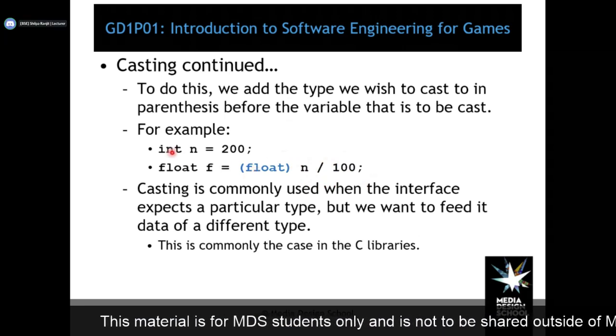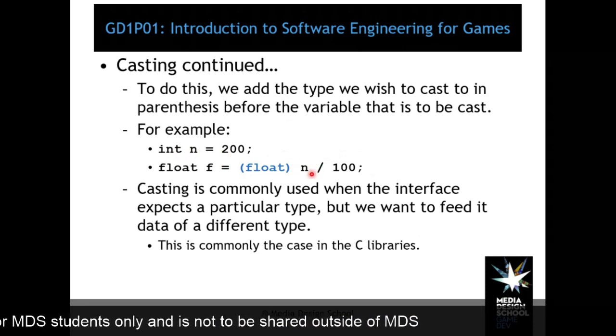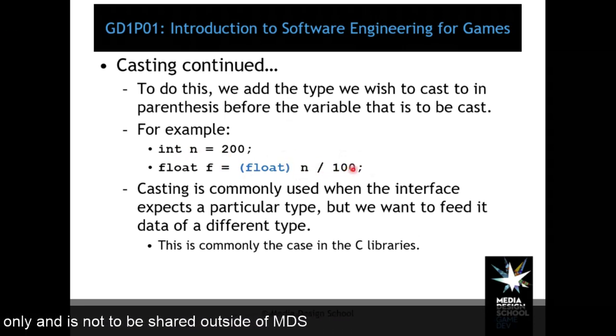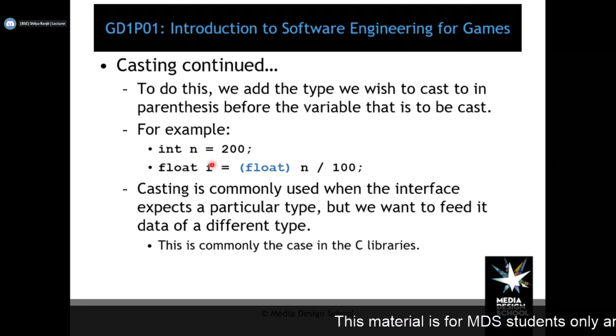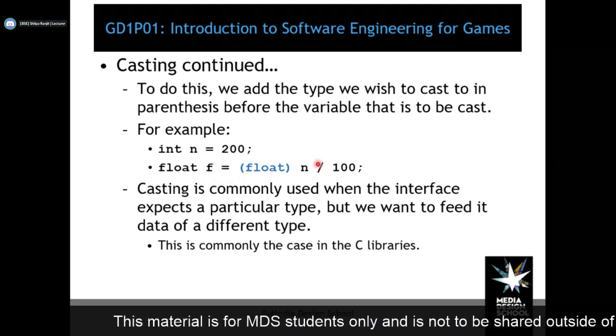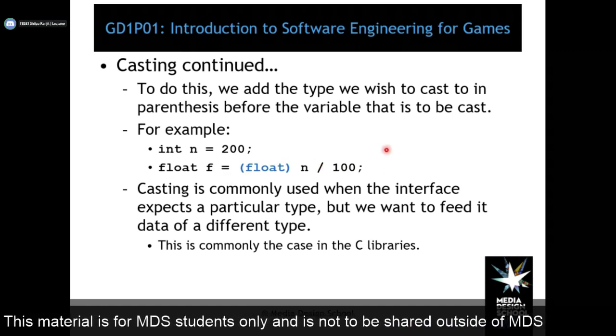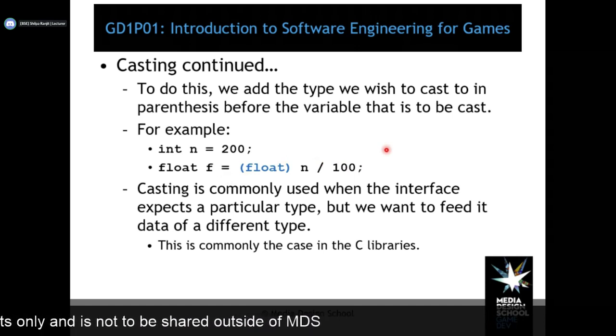So here I have an integer variable n is equal to 200, and I'm trying to do an n by 100 operation. So n by 100 could result in a fractional value, and I'm assigning this to a floating point variable. So when I assign it to a floating point variable, if I were to do just float f is equal to n by 100, this would give me the same warning saying that there is a possible loss of data, or the data types between the two sides do not match, or something similar to that.